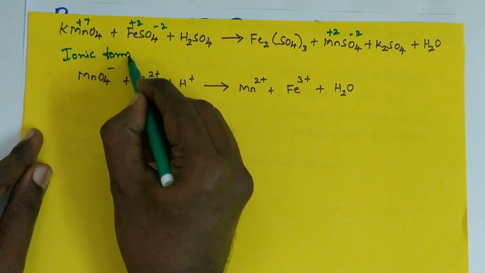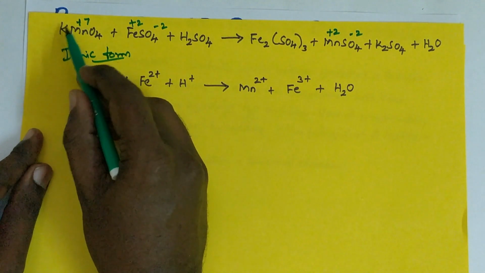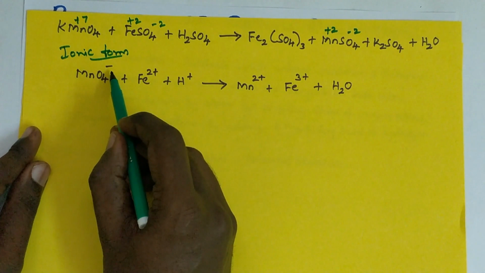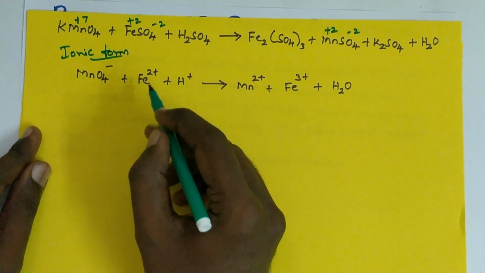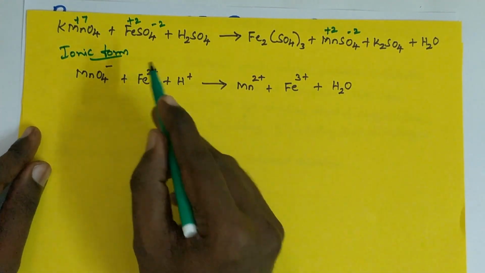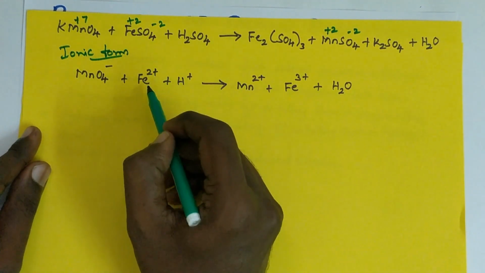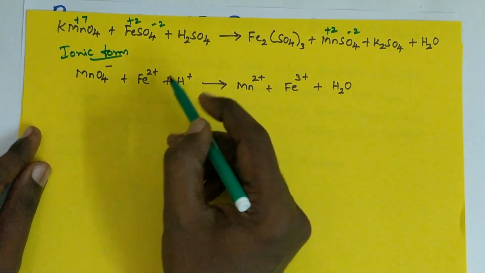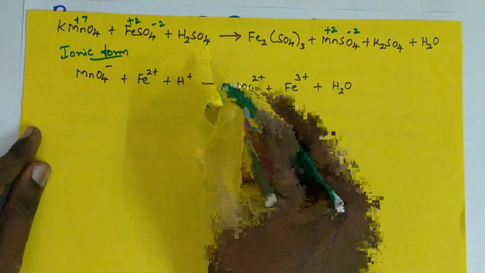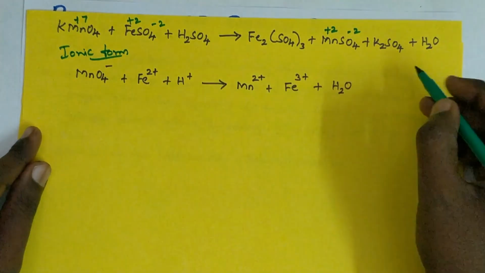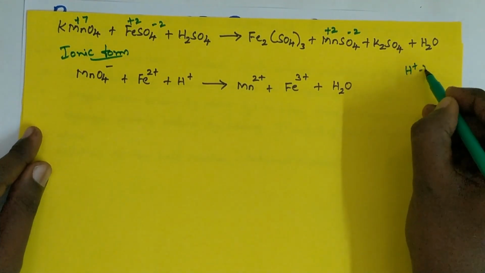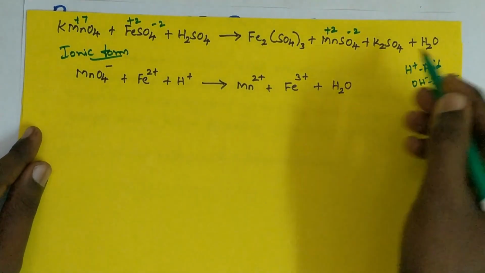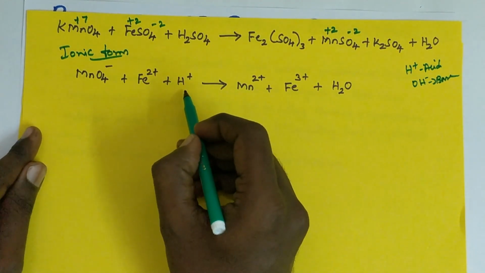So I write it in ionic form. K plus moves to the right hand side and MnO4 becomes minus, so I write MnO4 minus. Fe2 plus is the only other atom undergoing a change in oxidation number, so we consider Fe2 plus. Then H2SO4 is an acid. Already in 10th standard we studied that a compound containing H plus is an acid and a compound containing OH minus is a base. So sulfuric acid is written as H plus in ionic form.